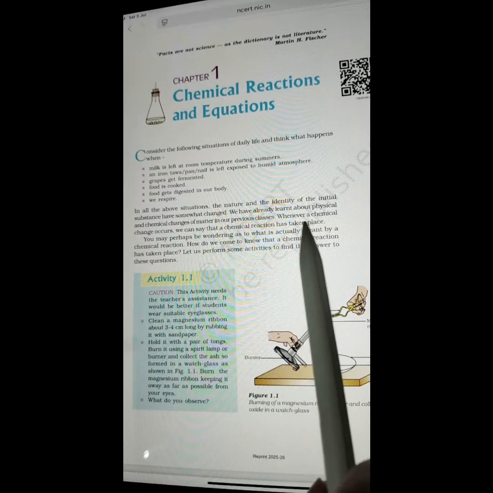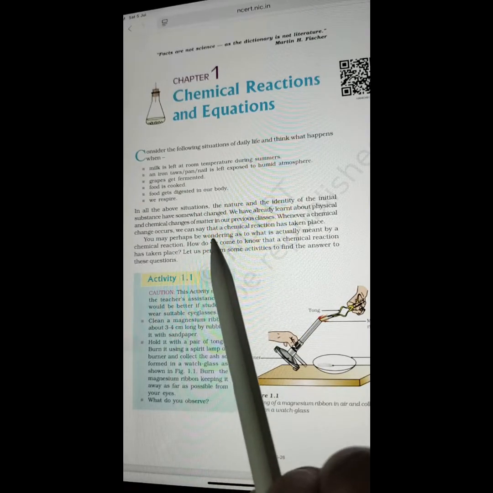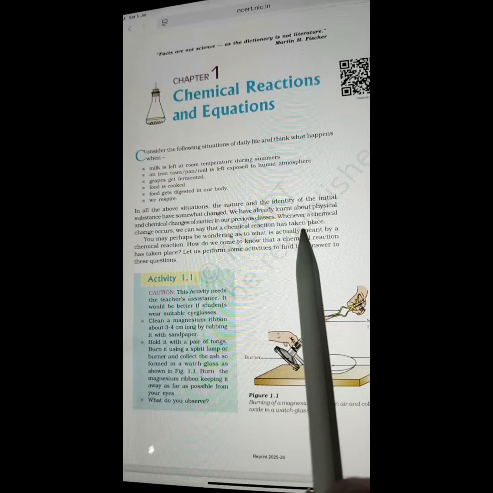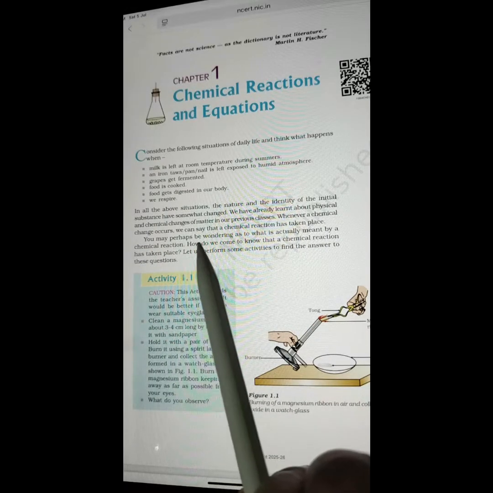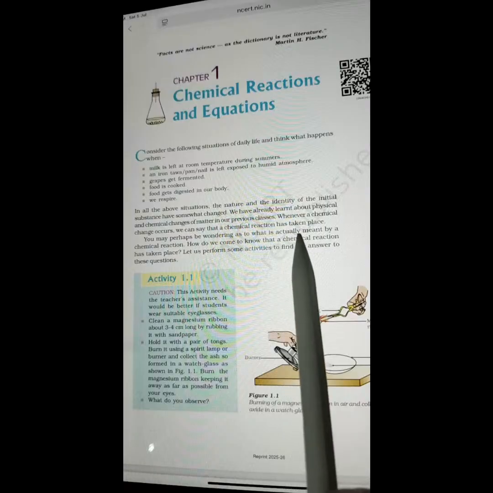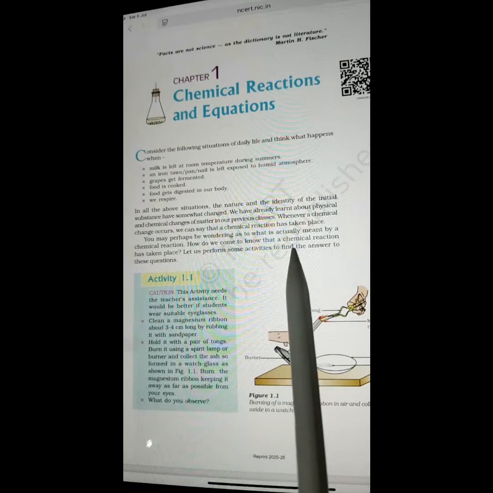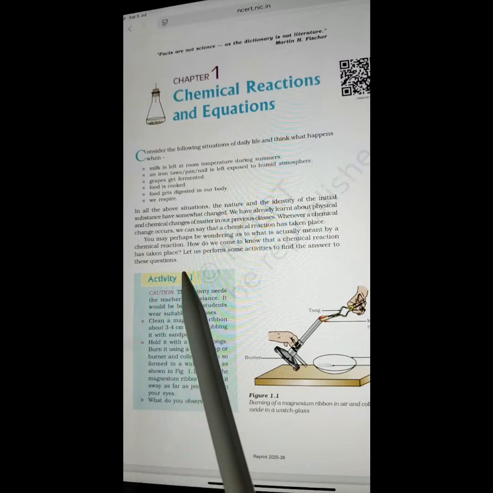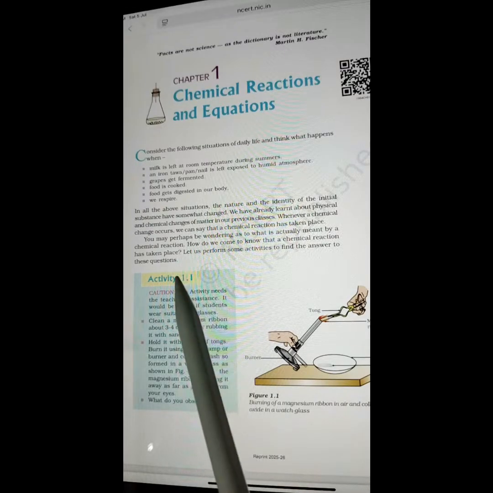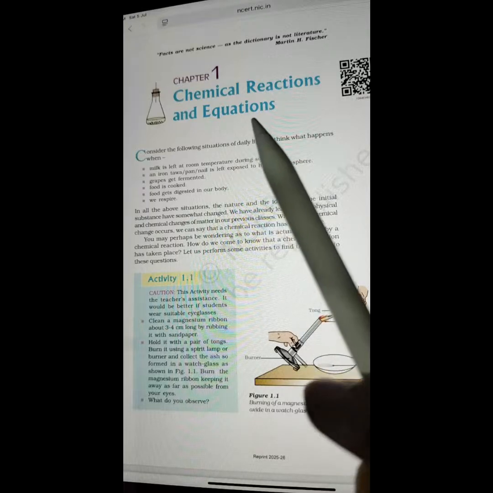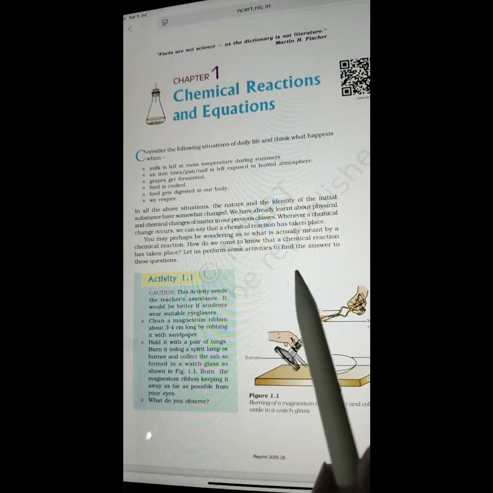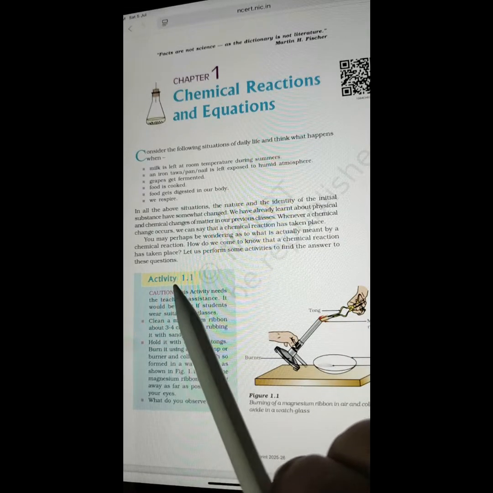We have already learned about physical and chemical changes of matter in our previous classes. Whenever a chemical change occurs, we can say that a chemical reaction has taken place. You may perhaps be wondering as to what is actually meant by a chemical reaction. How do we come to know that a chemical reaction has taken place? Let us perform some activities to find the answer to these questions.